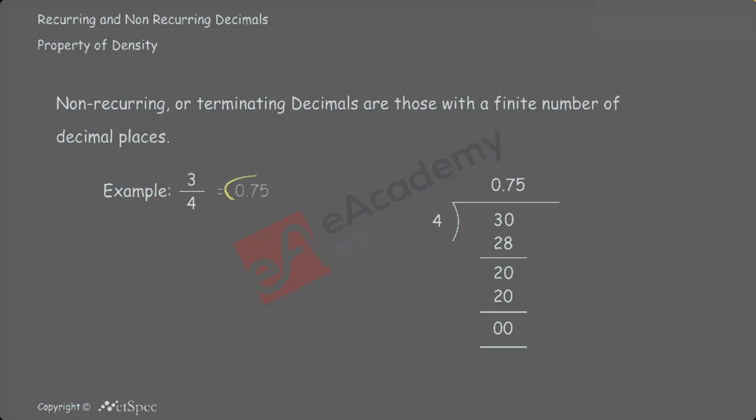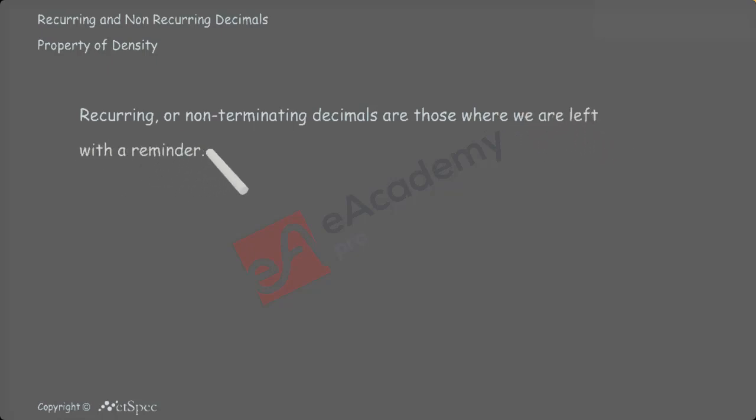Therefore, this is an example of non-recurring or terminating decimals. Recurring or non-terminating decimals are those where we are left with a remainder. For example, when we divide 4 by 3, we get 1.333333, and so on. Let us solve a few problems based on terminating and non-terminating decimals.